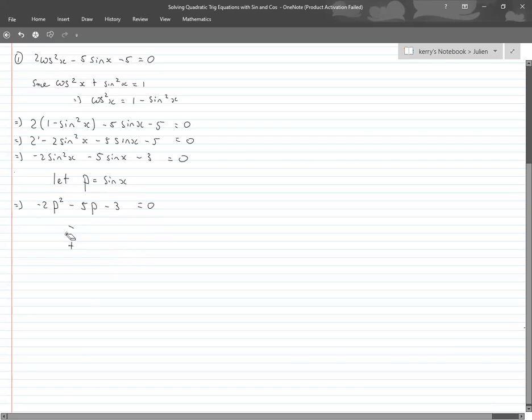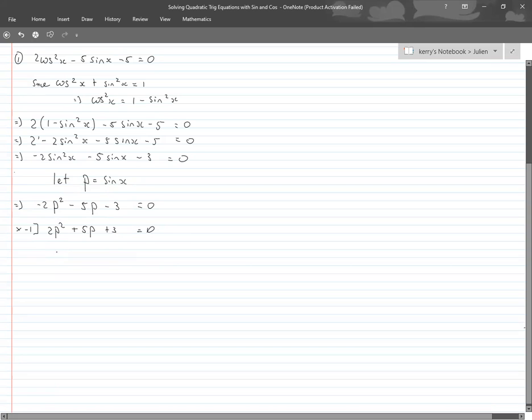Now, there is an alternative way. You notice that A is negative, and I don't like factorizing when A is negative. So what I usually do in this question, just to make it easy, is multiply both sides of the equation by negative 1. So I'll end up with positive 2p squared plus 5p plus 3 is equal to 0. And this is a much easier equation to factorize.